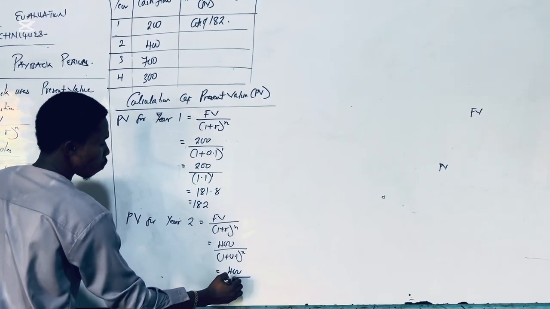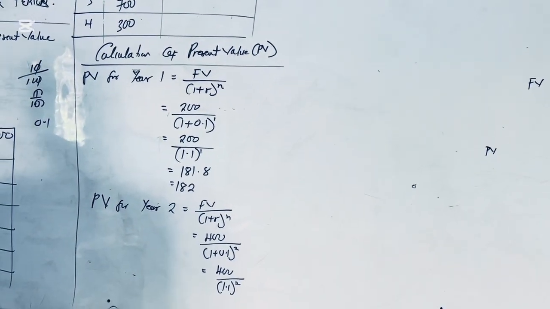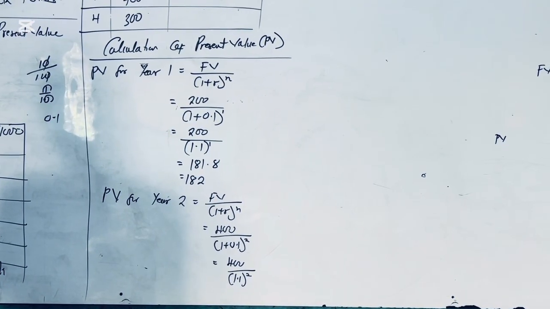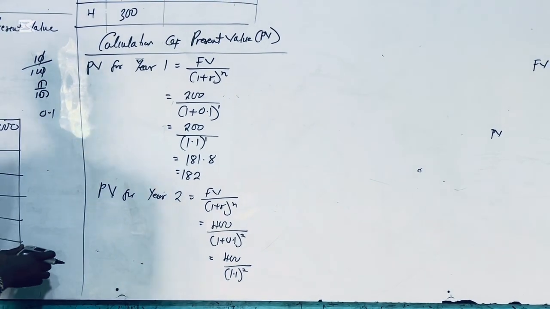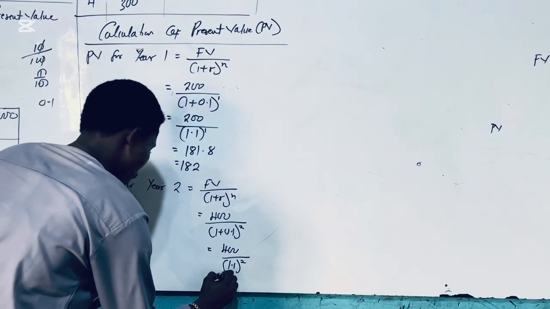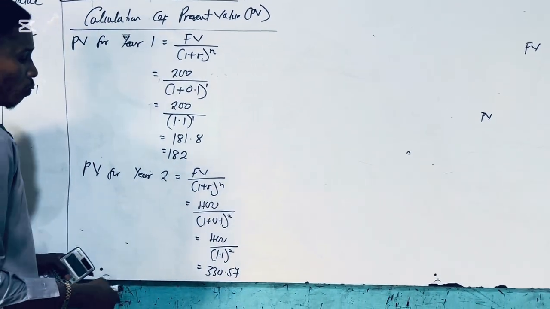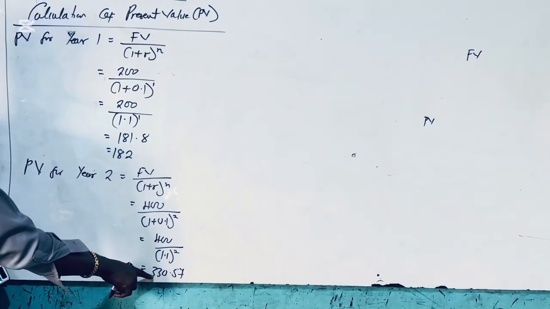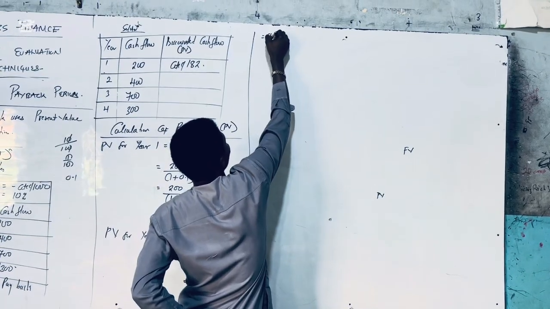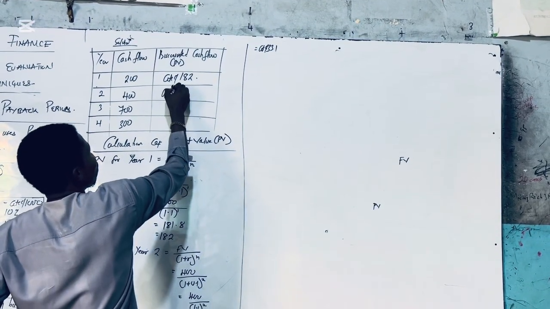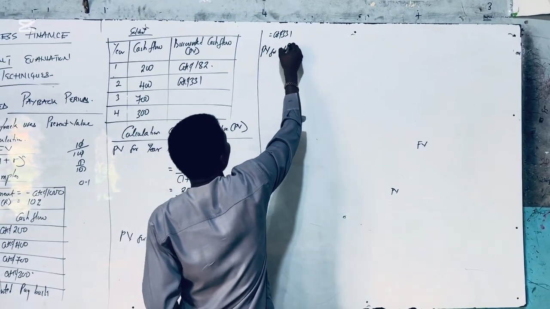So here we have 400 over 1.1 squared. So on our calculator, we have 400 divided by, bracket open 1.1 bracket close, then raised to the power 2. And that will give us 330.57. You know, 330.57 to the nearest whole number is 331. So we have here 331. Then we look at the present value for year 3.